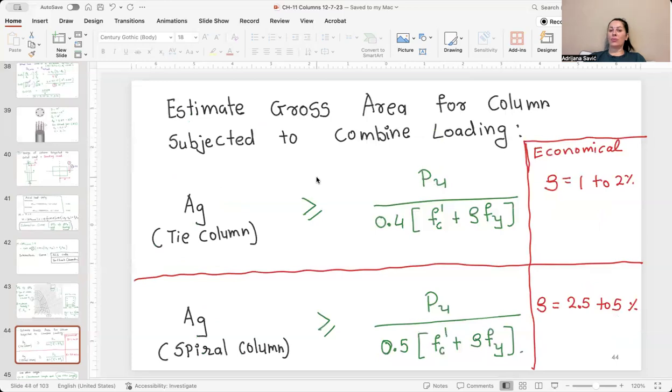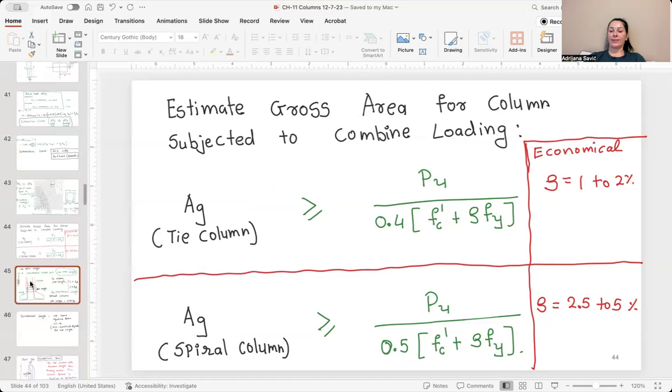So firstly, we need to estimate the gross area for columns subjected to combined loading. For a tied column, it has to be higher than or equal to Pu over 0.4 times (fc prime plus reinforcement ratio times yielding stress). To be economical, the reinforcement ratio has to be between 1 and 2%. And for a spiral column, we have gross area higher than or equal to Pu over 0.5, in parentheses compressive strength of concrete plus reinforcement ratio times yielding stress, and rho has to be between 2.5 and 5%.